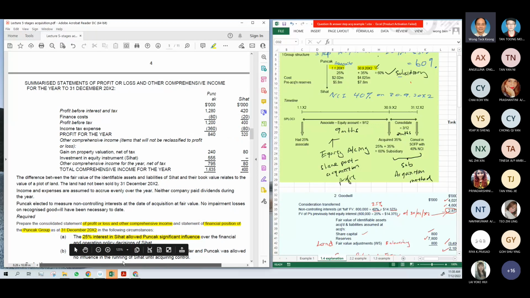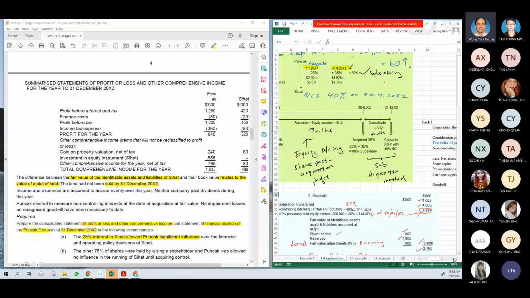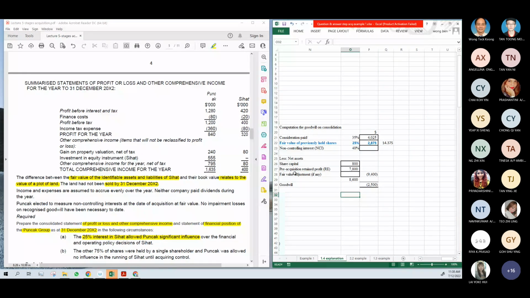Yes, continue. So now they tell us the difference between the fair value of identifiable assets of Sehat and the book value is related to a plot of land. The land has not been sold, so it is still with the group. Now we know that this is the fair value adjustment for land. It's land, 800.